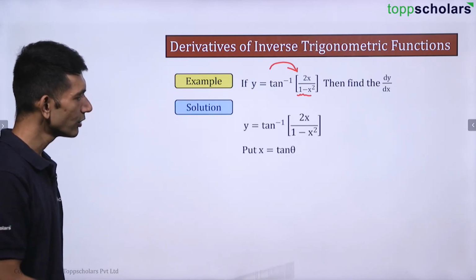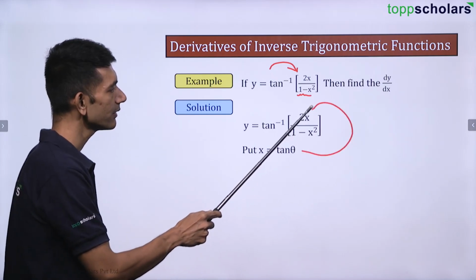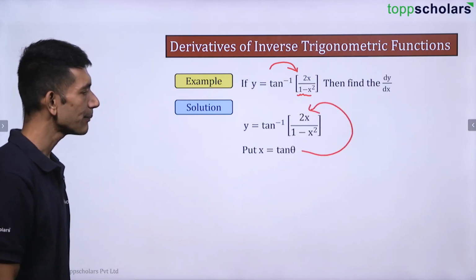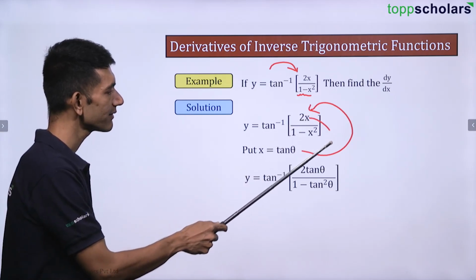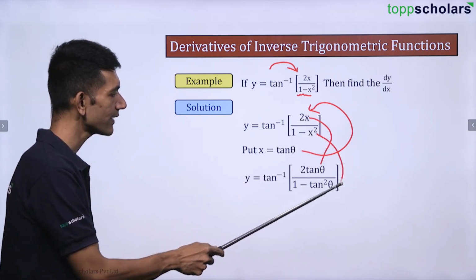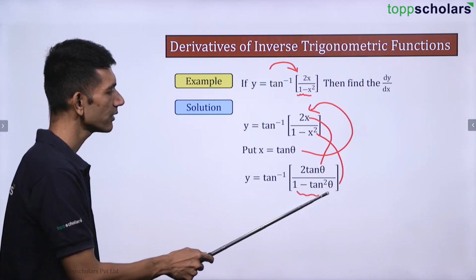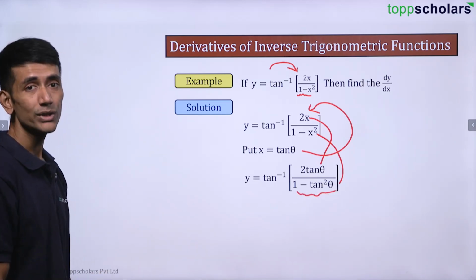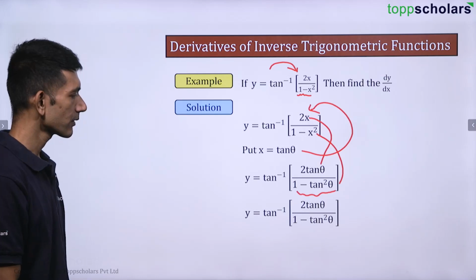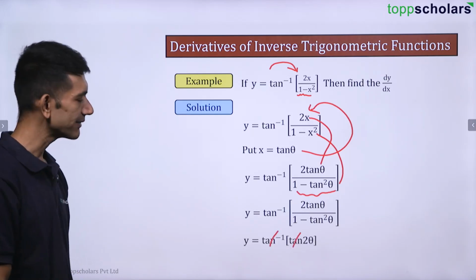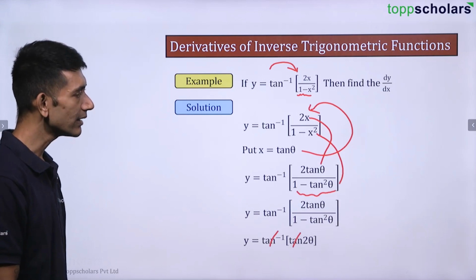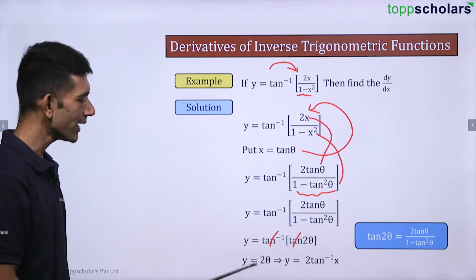Correct? So if I put x as tan theta here, what will happen? I'll get tan inverse of 2 tan theta by 1 minus tan square theta. Wherever x is there, you have tan theta. And this entire part becomes tan 2 theta. Correct? So tan inverse and tan get cancelled. You get y is equal to 2 theta.